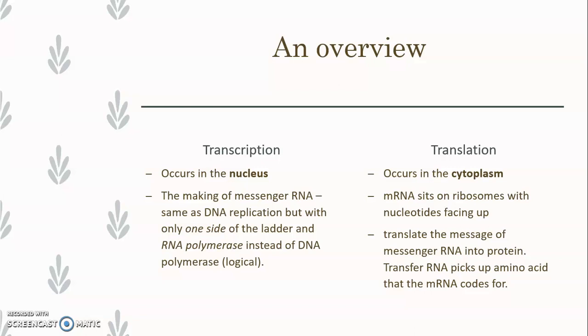And then in translation, the mRNA is going to leave the nucleus after transcription, and it's going to sit on the ribosomes with the nucleotides facing up in the ribosome. If the nucleotides were facing down, then they would be blocked and the anticodon of the tRNA would never be able to find them. So they're going to sit with the nucleotides facing up, and then that message from the mRNA is going to be translated into proteins. So the transfer RNA picks up the amino acid that the mRNA is asking for and brings it to it.